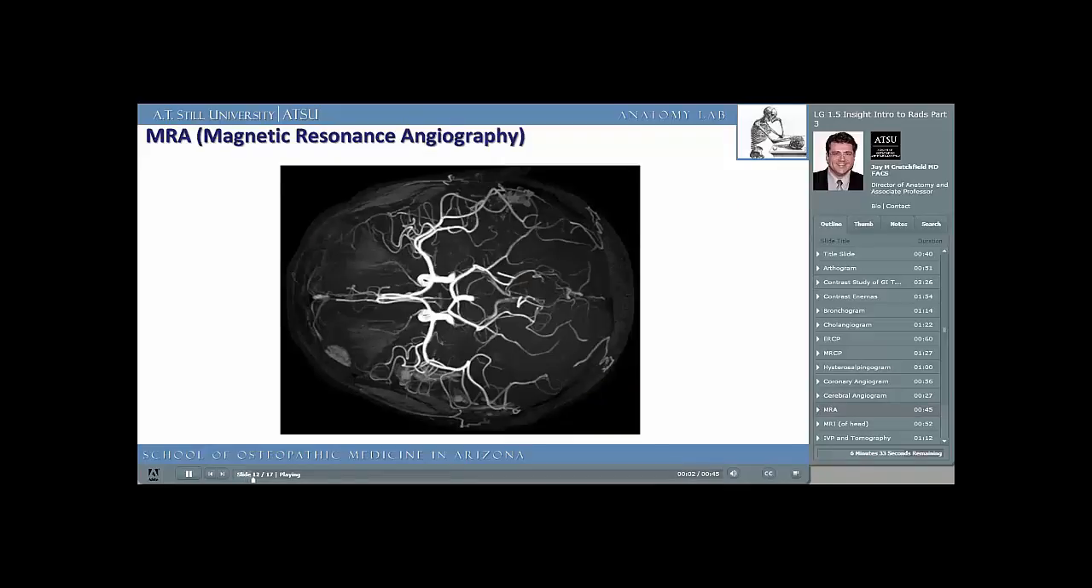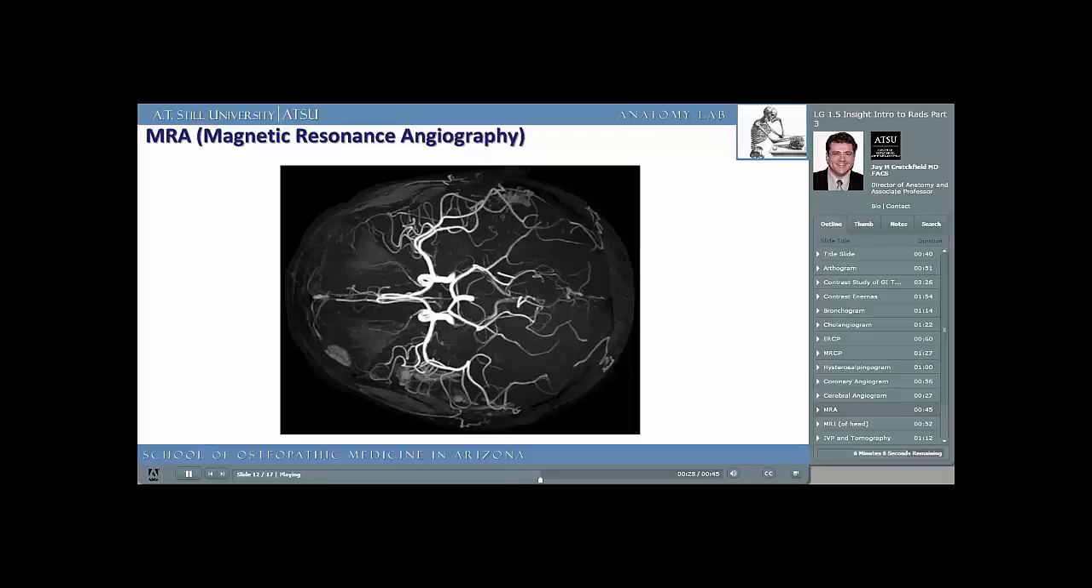Just like classical angiography, i.e. coronary angiography, we can use an MR scanner to obtain images of the blood vessels. Much like the MR scanner was used to give us an image of the bile ducts, i.e. the MRCP, see slide number 8, we can obtain a magnetic resonance angiogram, or MRA. Here's an example of a cerebral angiogram obtained via the MR scanner.